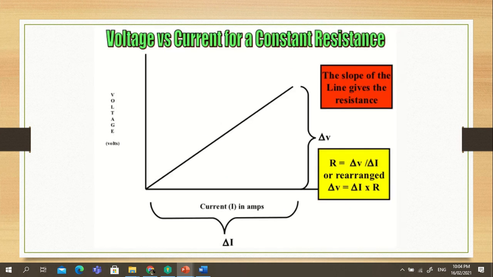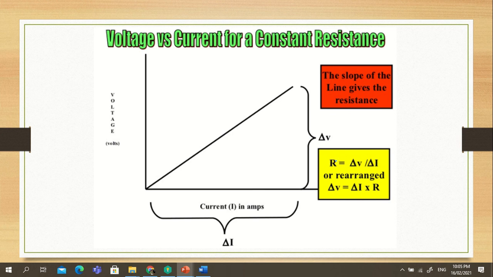Now, when you graph the voltage versus the current for a constant resistance, you will see a straight line. Okay, so we have the vertical axis as the voltage and the horizontal axis as the current. Here we have the change in current, and we have the change in the voltage.